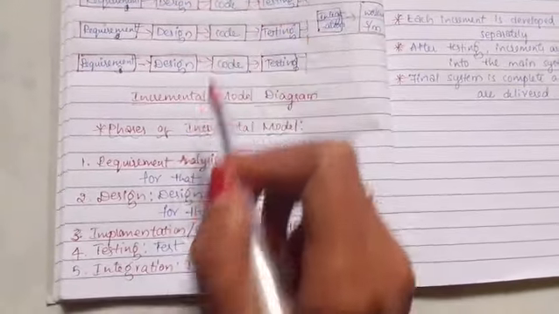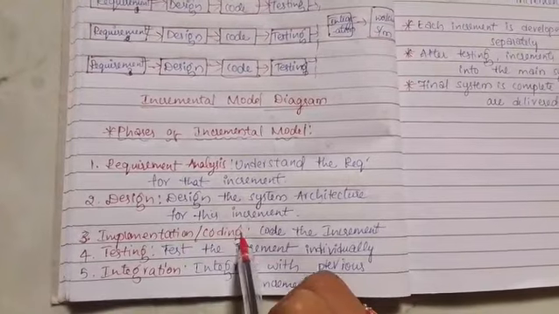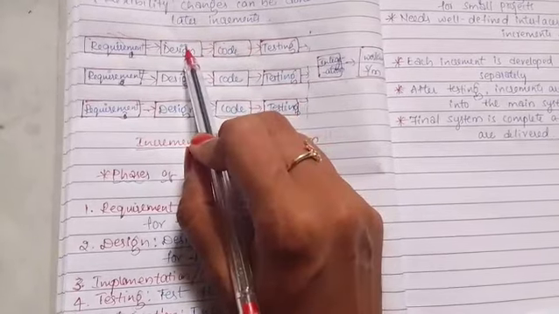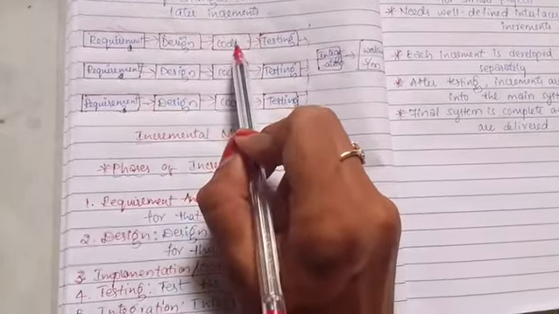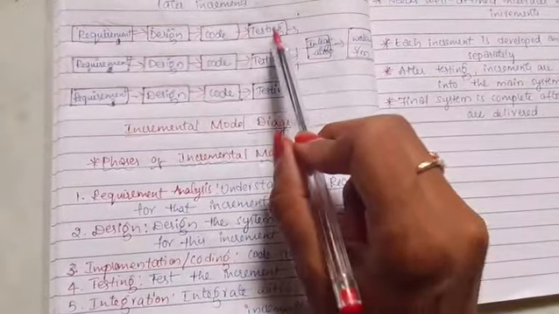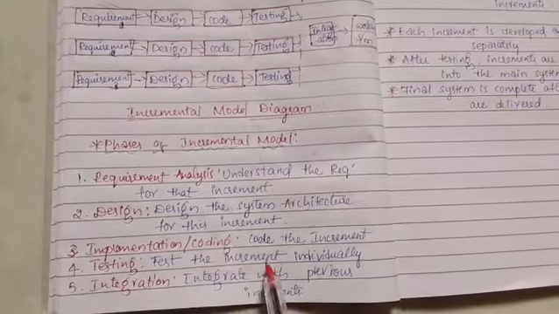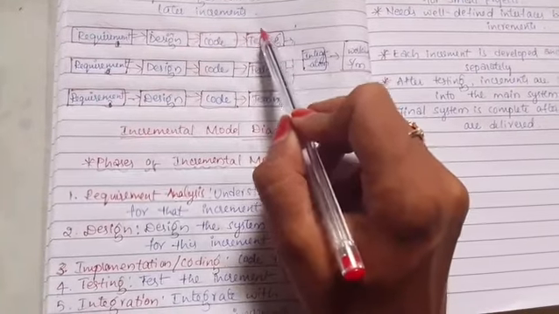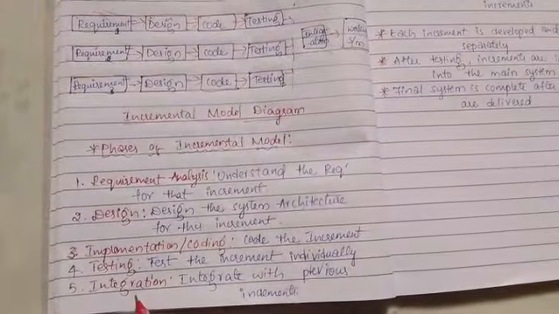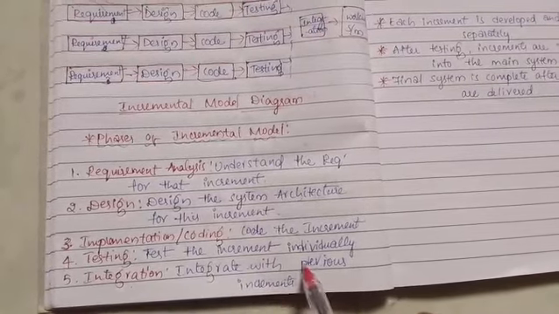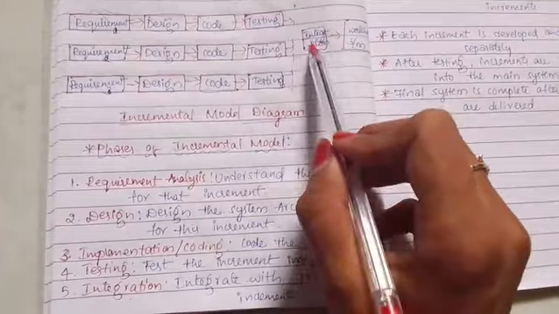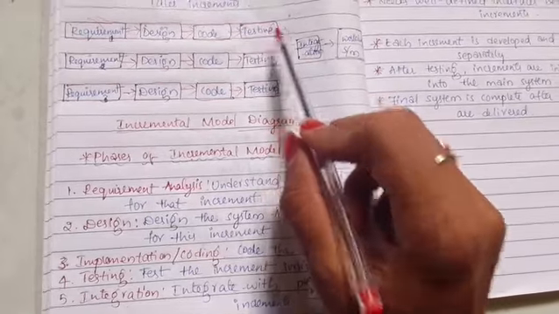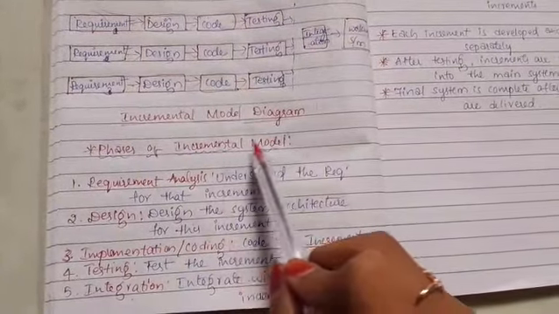And the next one is code, that is implementation or coding. Code the increment. We have to code according to the design we have made. The fourth one is testing. Test the increment individually; in this phase, individual testing will happen. And the fifth one is integration. Integrate with the previous increment. These are the 5 phases of the incremental model.